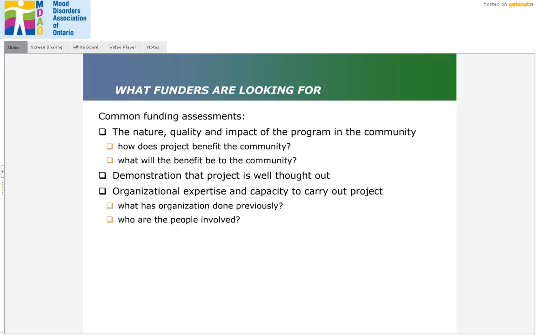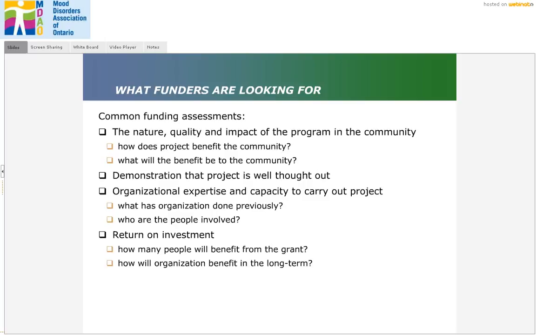And of course, funders are also looking for a return on investment. How many people will benefit from the grant, and how will your organization benefit in the long term? And conversely, how will the funder benefit from providing your organization or your project funding?